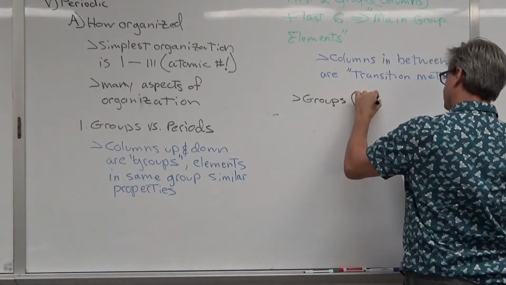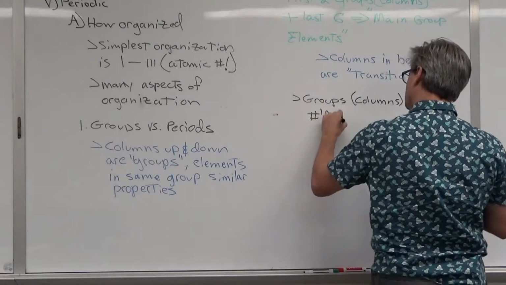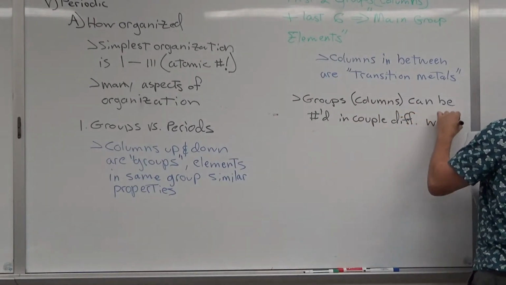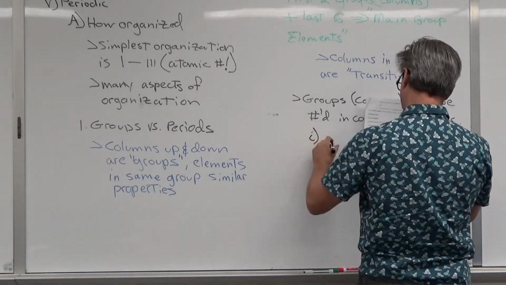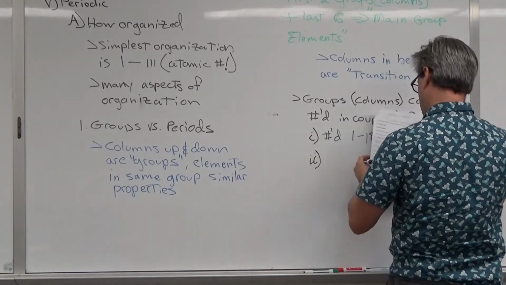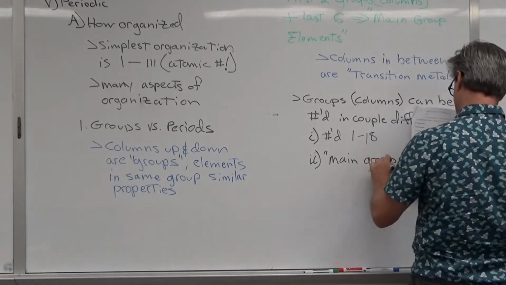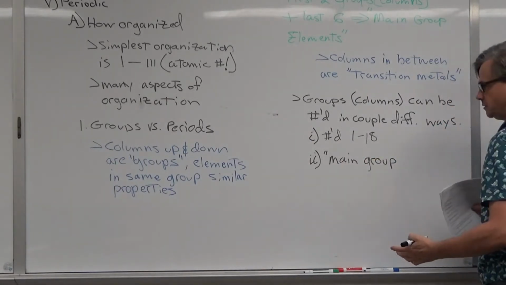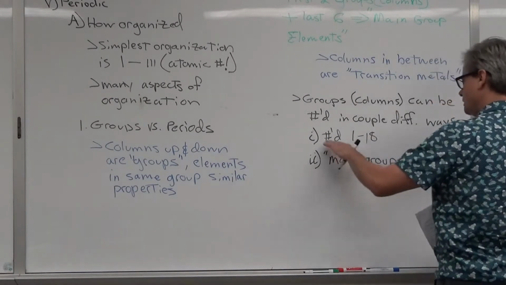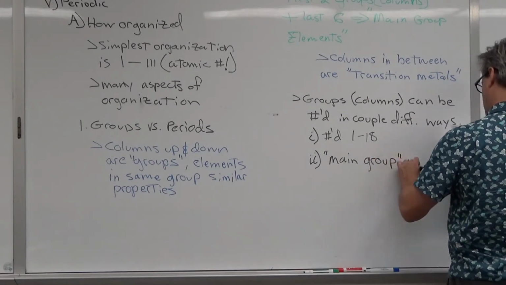So groups, which are the columns, can be numbered in a couple of different ways. They can be numbered 1 through 18, or they're sort of the main group. And I think this second way is the more common way people talk about it. Group 3A elements, group 4A elements, so forth and so on, rather than just giving a simple number.